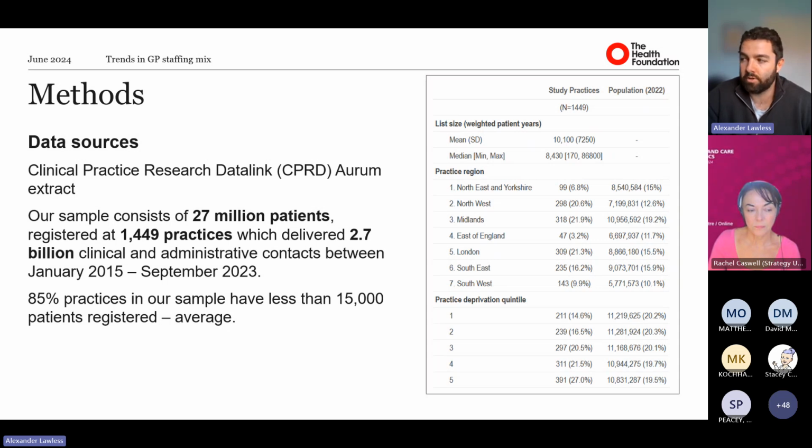Broadly, our sample was representative at the regional and deprivation levels. You can see the table output there. A couple of regions were slightly under or overrepresented, but nothing that fundamentally adjusted what we were trying to achieve.